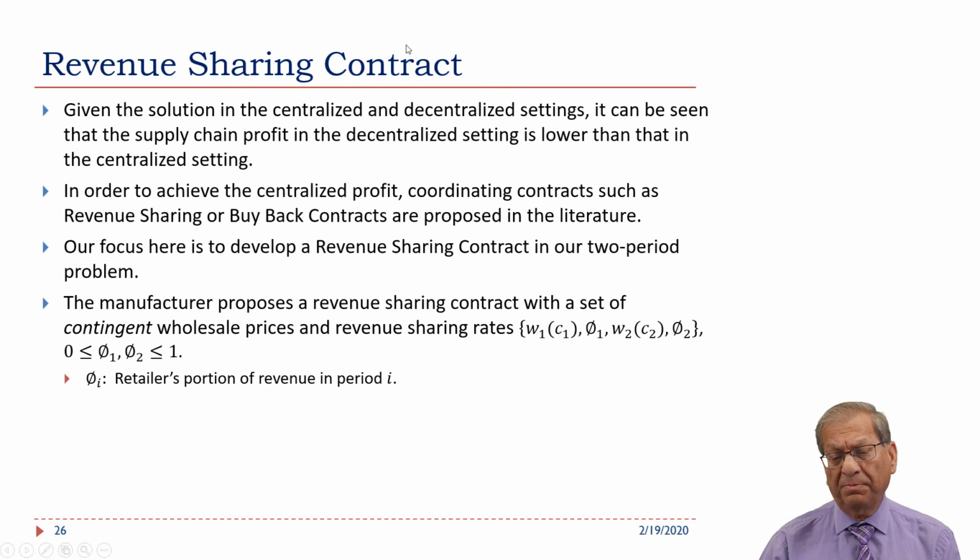The manufacturer proposes a revenue sharing contract with a set of contingent wholesale prices and the revenue sharing rates. So this is a wholesale price here and the revenue sharing rate, and another wholesale price and the revenue sharing rate, where the revenue sharing rates are between 0 and 1. And we can see that phi i is the retailer's portion of the revenue in period i.